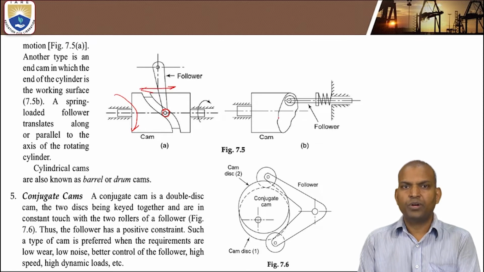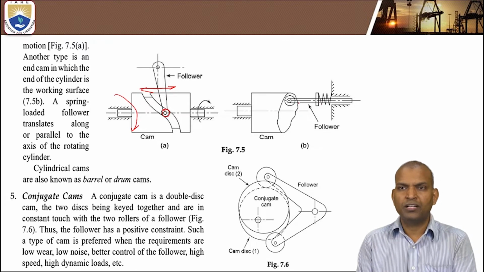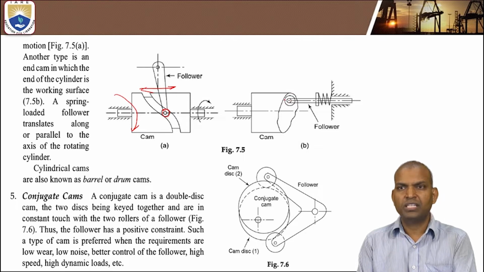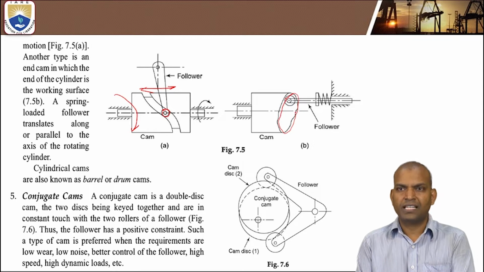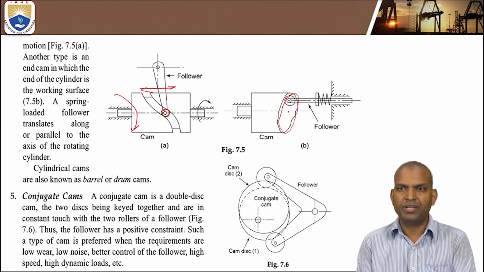Here in figure 7.55b, we can see a spring-loaded roller follower. This roller follower is in touch with the surface of the cam. That is why it is called a cylindrical cam. Cylindrical cam means the geometry of the cam is cylindrical.